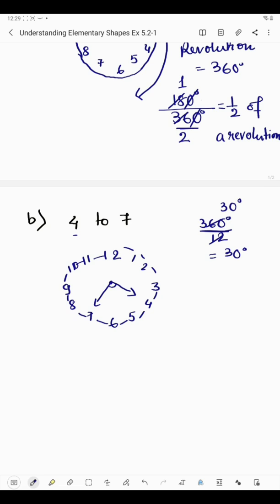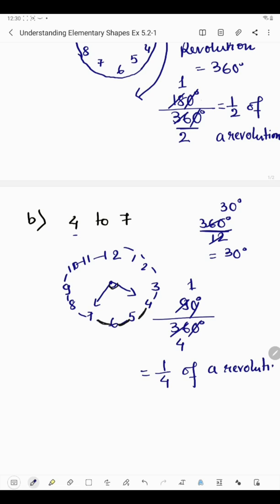So from 4 to 7, how many gaps are there? 1 gap means 30 degrees, here also 30 degrees, here also 30 degrees. That means after every 3 gaps, we have 90 degrees. So it makes 90 degrees. Now we have to find the part of the revolution. Since it makes 90 degrees and the complete revolution is 360 degrees, it is 90 degrees upon 360 degrees. If you cancel the zeros, 9 ones are 9, 9 fours are 36. So it is 1/4 of a revolution.